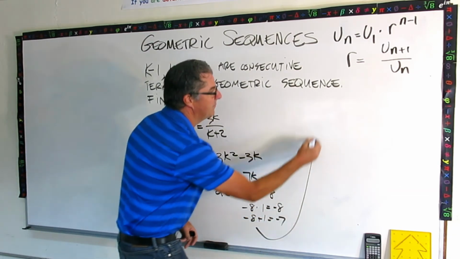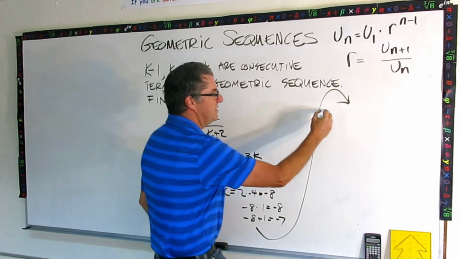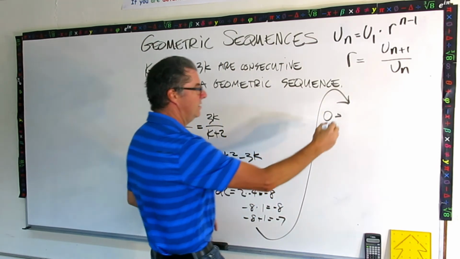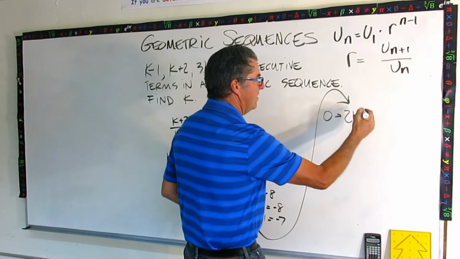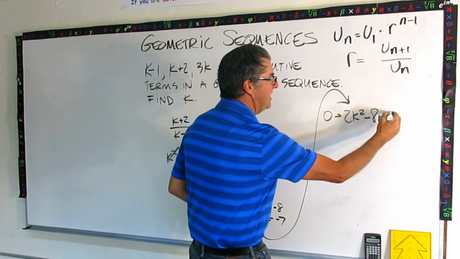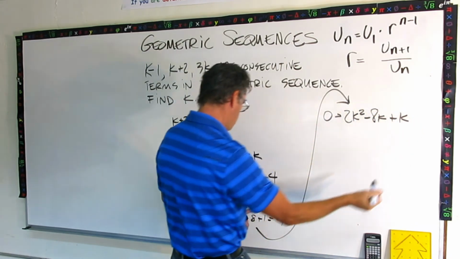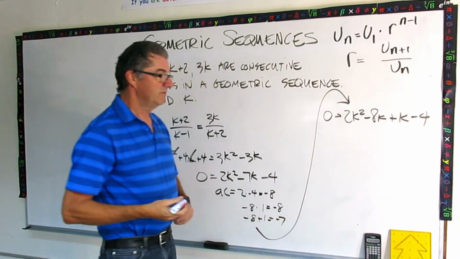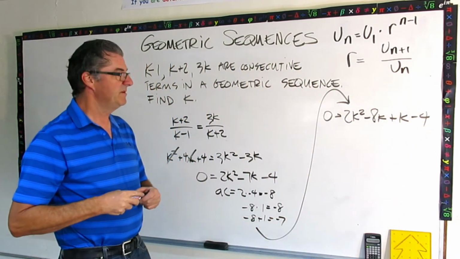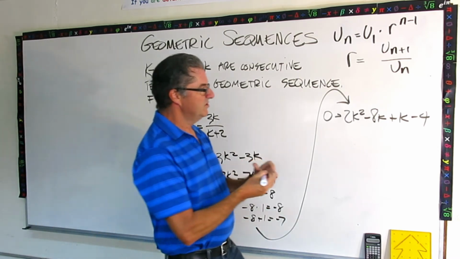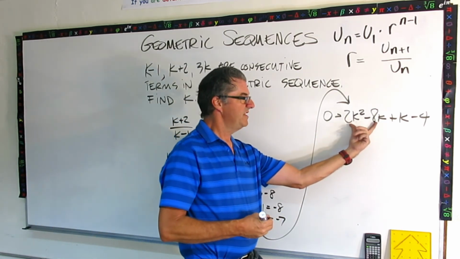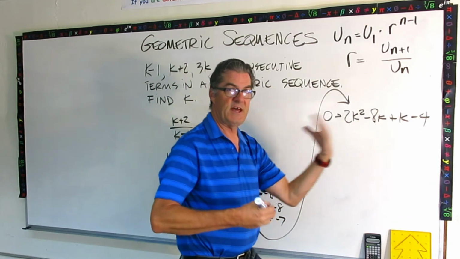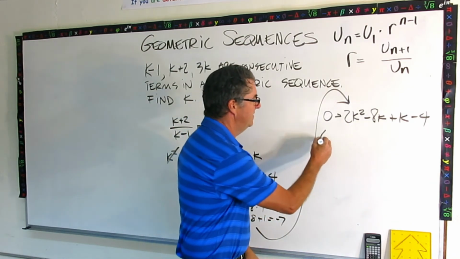I'm going to bring this up here. So we have 0 equals 2k squared minus 8k plus 1k. And what's my last thing? Minus 4. So now this quadratic is ready to be fully factored. What we do is we take the GCF out of this and the GCF out of that, and that will get us almost all the way there.